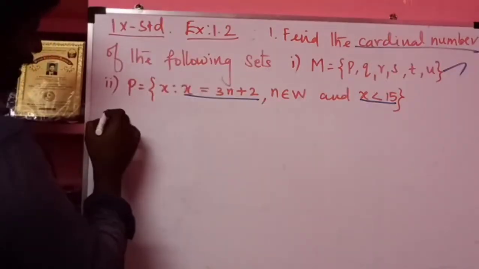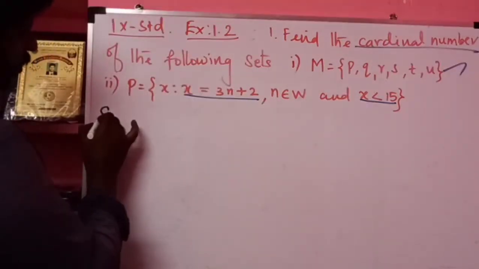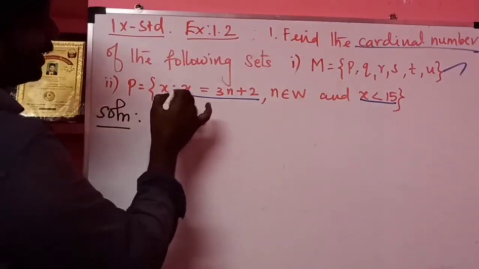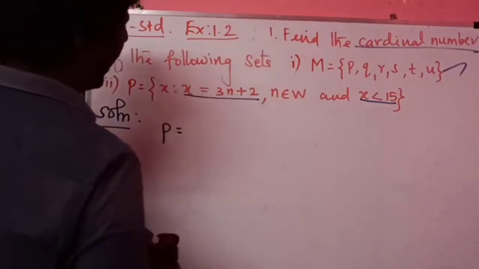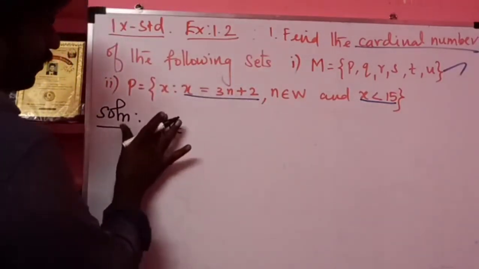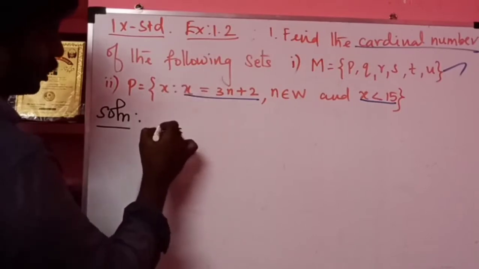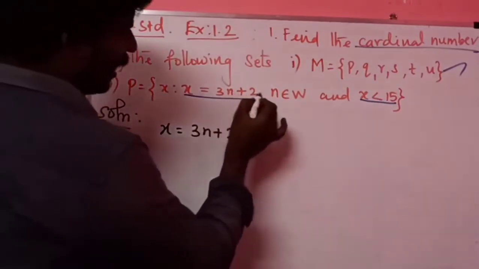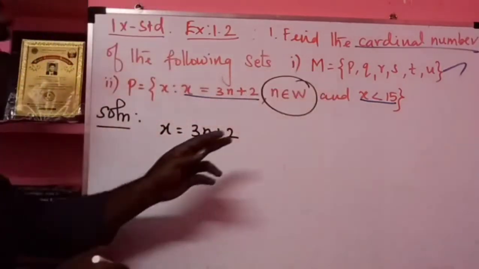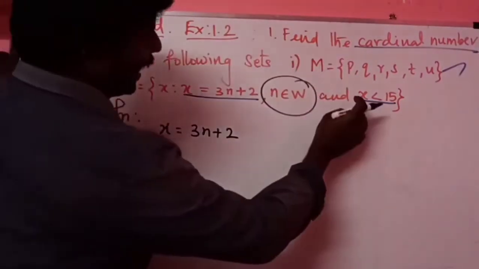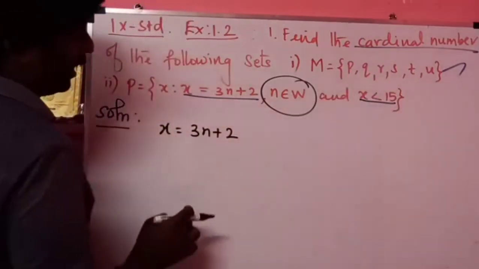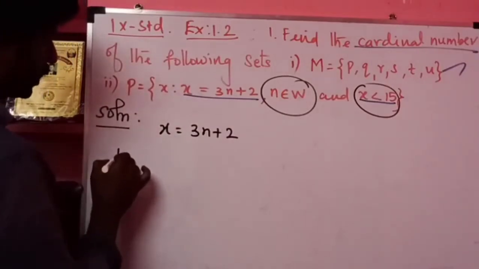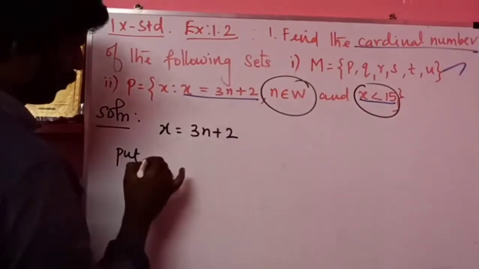Now see the second one. Right? So here, solution for the second one, P is equal to what is given here: {x such that x is equal to 3n plus 2}, that is the P set. In the set, x is equal to 3n plus 2, and n belongs to W. W means the whole numbers. x less than 15, yeah? That is the condition. I am going to substitute whole numbers for n now.